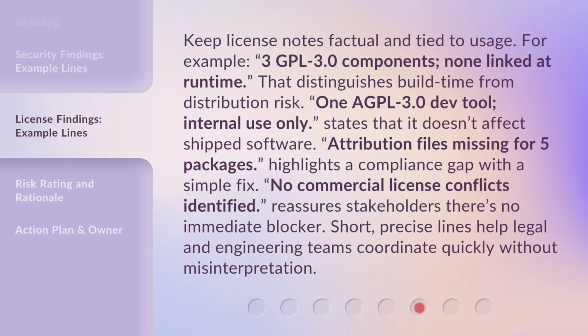Keep license notes factual and tied to usage. For example, 3 GPL 3.0 components, none linked at runtime. That distinguishes build time from distribution risk. 1 AGPL 3.0 dev tool, internal use only, states that it doesn't affect shipped software.